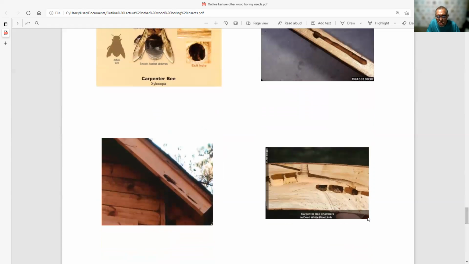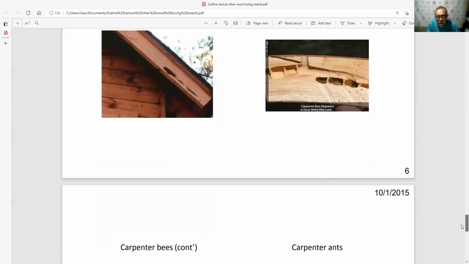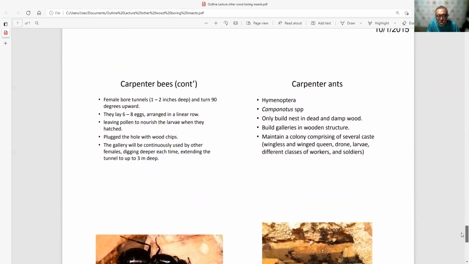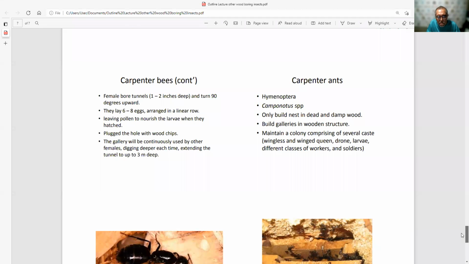This is another impression. This one is also another impression. Carpenter bees. So we will see the nature of this gallery in the lab. And finally, the carpenter ants, Hymenoptera, Camponotus, only build nests in dead and damp wood. They build galleries in wooden structures. They maintain a colony comprising several castes.